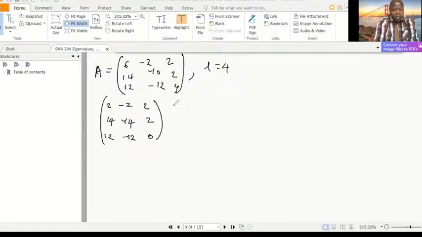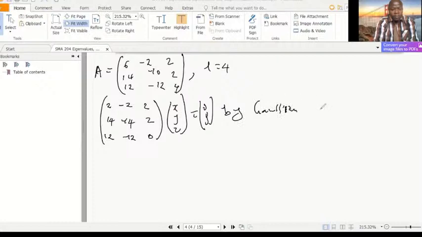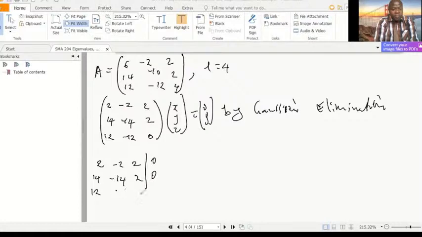Multiply this by x, y, z. There is 0, 0. Use Gaussian elimination. So by Gaussian elimination, we would have 2, negative 2, 2, 0, 14, negative 14, 2, 0, and this is 12, negative 12, 0, 0. Reduce this to echelon form.